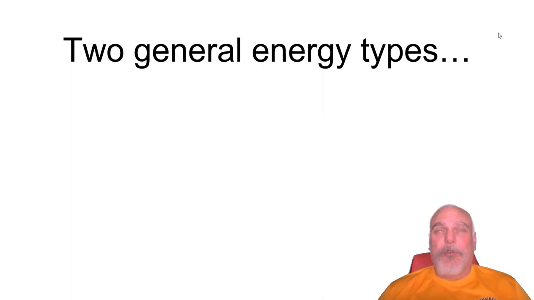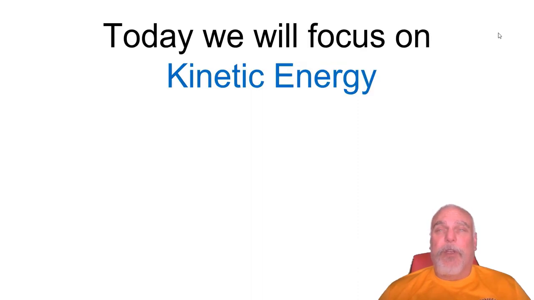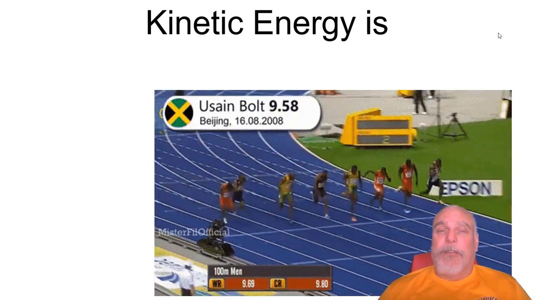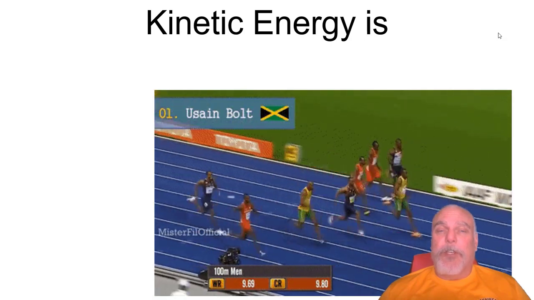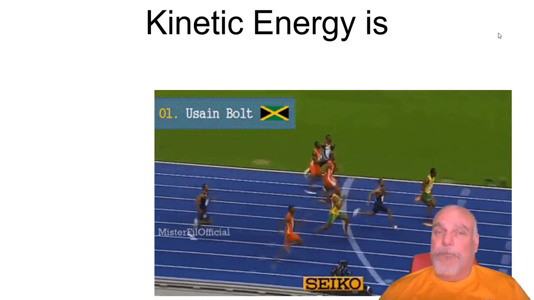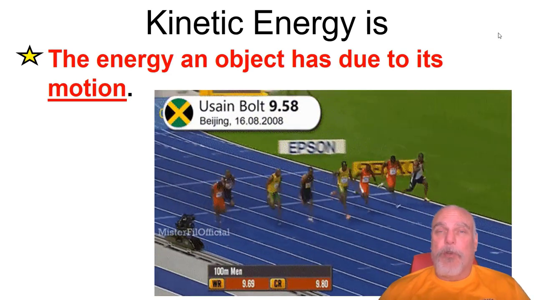Now, let's talk about the 2 general energy types. The 2 general energy types are kinetic and potential. Today we're going to focus on kinetic energy. Kind of a shock since that's the title of the lecture. Okay, let's get a definition for kinetic energy. Kinetic energy is the energy an object has due to its motion.